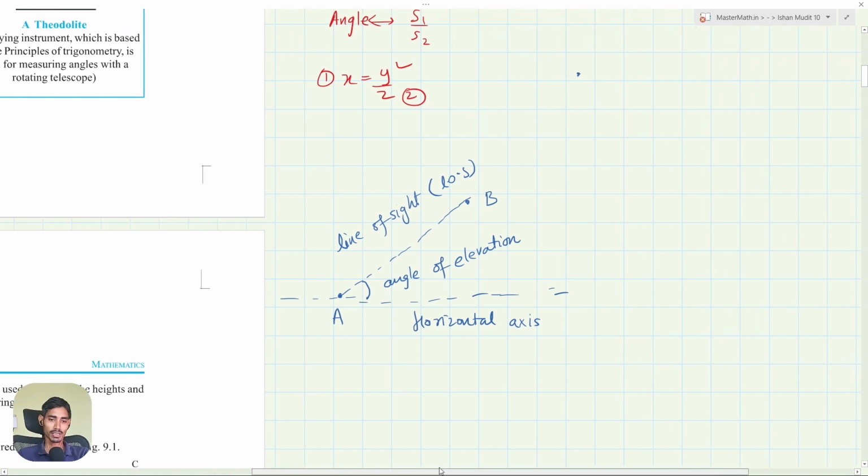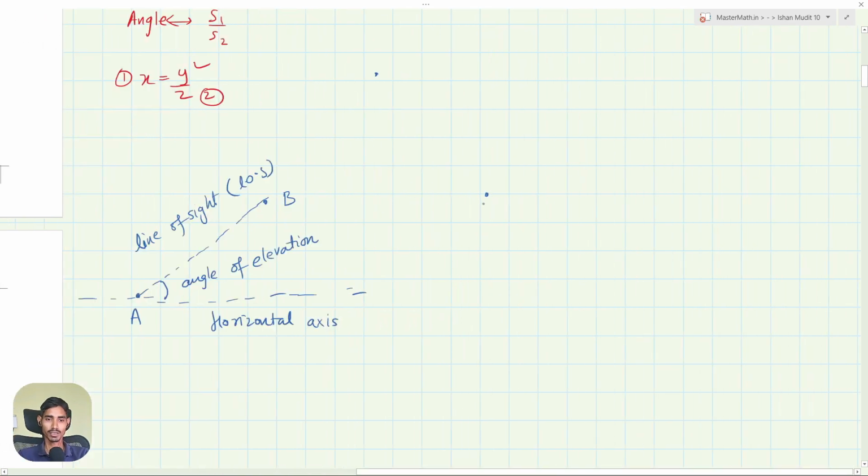This is the first case. And the second case, if the person is maybe standing on a balcony and he is looking towards something on the floor, or maybe someone is playing on a football ground, this is going to be the line of sight. And where should we draw the horizontal axis? Raise your hand and tell me, where is the horizontal axis? Where should it pass through?